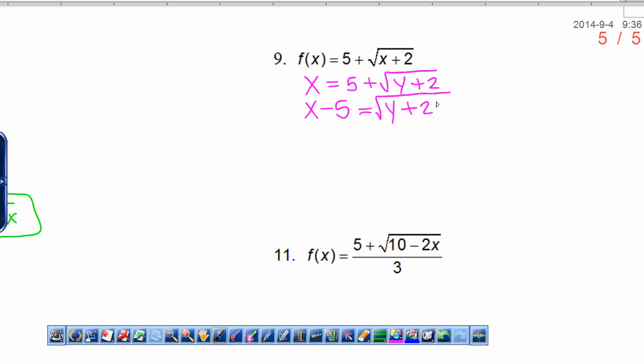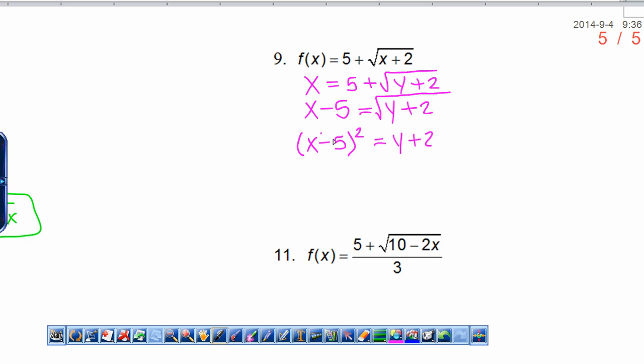What do you think we do next? Square. Now, do I square each of these individually? No, I square it like it's stuck together, like a binomial. So this is going to become x minus 5 in parentheses squared equals y plus 2. You do not have to multiply that out, because you're not squaring these individually, you're squaring the whole thing.